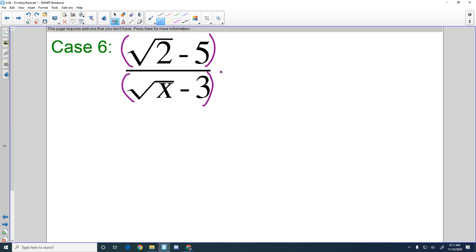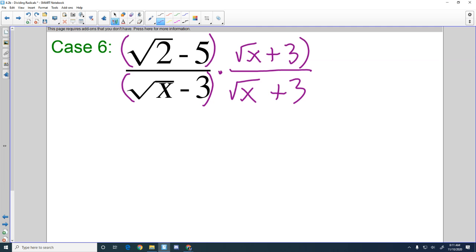So I need to multiply by the conjugate of the denominator. So instead of a square root of x minus 3, I'm going to multiply by the square root of x plus 3. It's as simple as that. You just change the sign of that bottom term. Make sure you use that exact same binomial on the top and bottom, plus over plus.